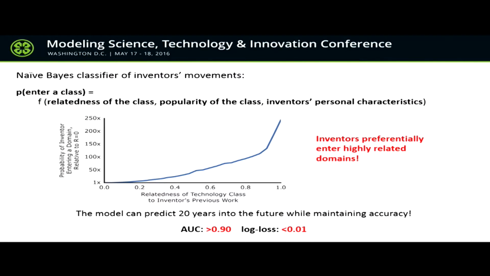So we then built a predictive model of inventors' movements where we modeled the probability that an inventor enters a class as a function of the relatedness of this class to what the inventor already knows, the popularity of the class, and inventors' personal characteristics such as age and previous productivity. As you can see, relatedness does increase the probability that an inventor enters a class, and in fact, inventors preferentially enter highly related domains. The model is very precise and can actually predict 20 years into the future while maintaining accuracy.